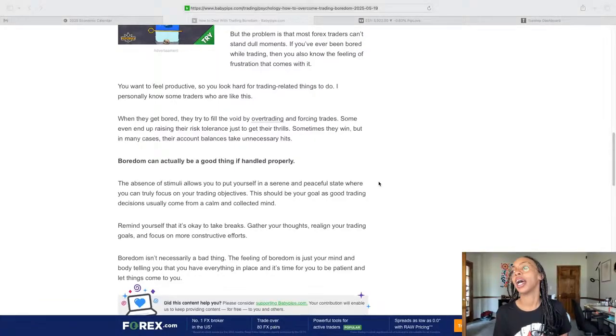How many people have over leveraged just trying to get into the market because the market isn't moving? And you're like, okay, I can't go in here with just one contract because the market's not moving. It's only giving me like 3 or 4 points, but I definitely need to meet my goals. So let me go ahead and go in with 3 contracts, even though that's totally over leveraging, going right against your risk management, just so that you can get in the market. And then boom. Sometimes they win, but in many cases, their account balances take unnecessary hits.